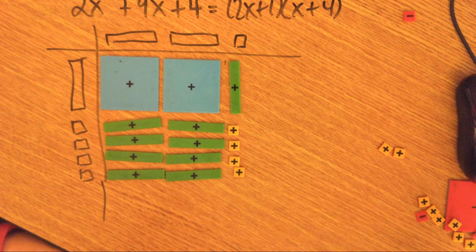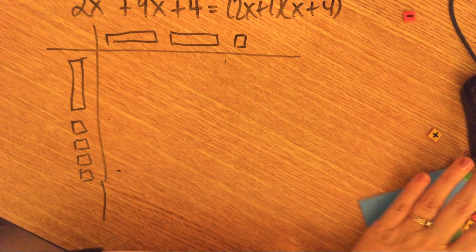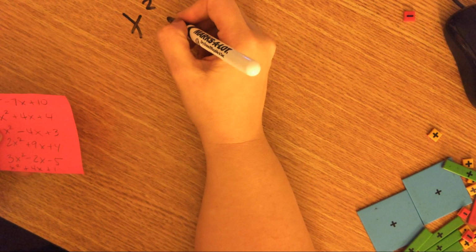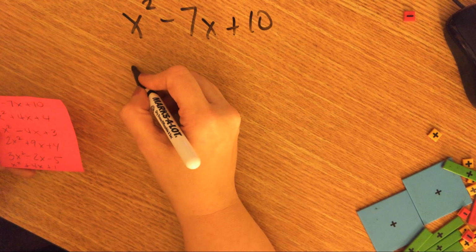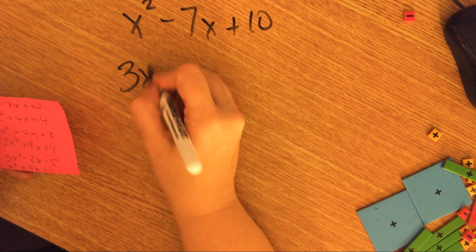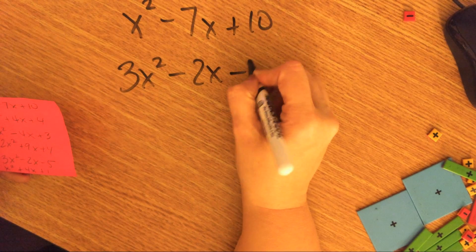All right, now let's talk a little bit about how we can tell whether I need to have 1 sign or 2 signs. Okay, so let's look at 2 different expressions. Let's look at x squared minus 7x plus 10, and let's look at 3x squared minus 2x minus 5.